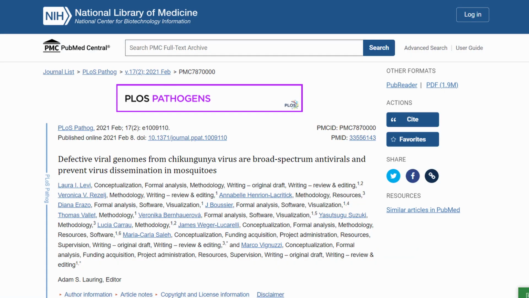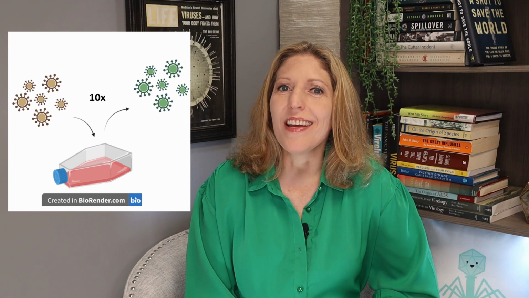In an effort to capture DVGs as they were formed in cell culture, Vignuzzi and colleagues infected mammalian and mosquito cells with chikungunya virus, a mosquito-borne virus that causes symptoms similar to those caused by dengue virus. They then isolated newly emerging virions from the cells and used those particles to infect new cells, a cycle that was carried out 10 times in a technique known as serial passaging.